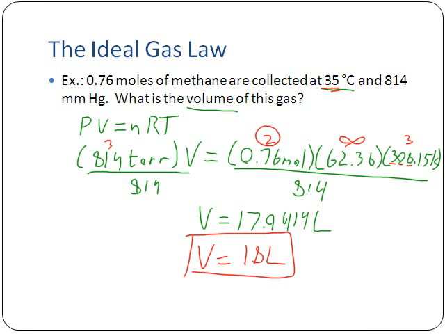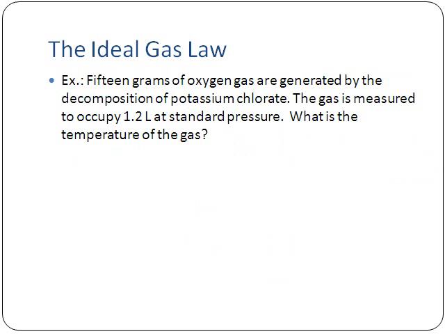So let's try out another one. Let's see another example and see how that works. So in this example, we're told 15 grams of oxygen gas are generated by the decomposition of potassium chlorate. The gas is measured to occupy 1.2 liters at standard pressure. And the question is, what is the temperature of the gas?